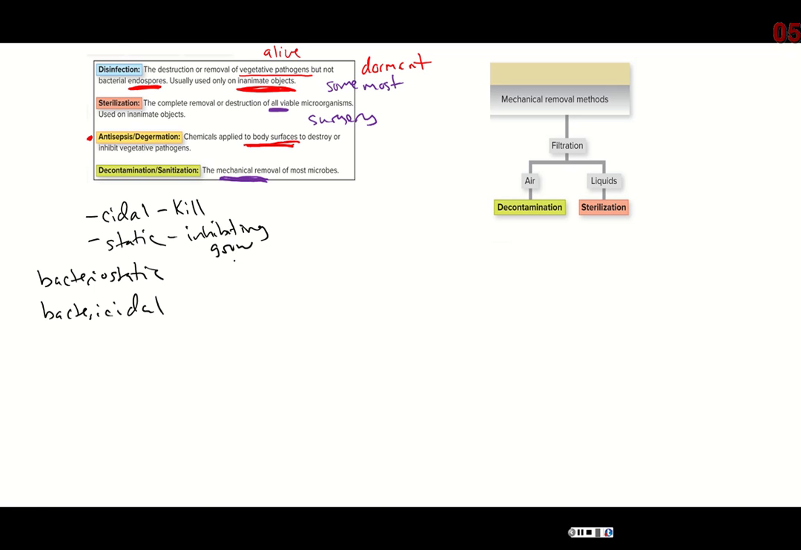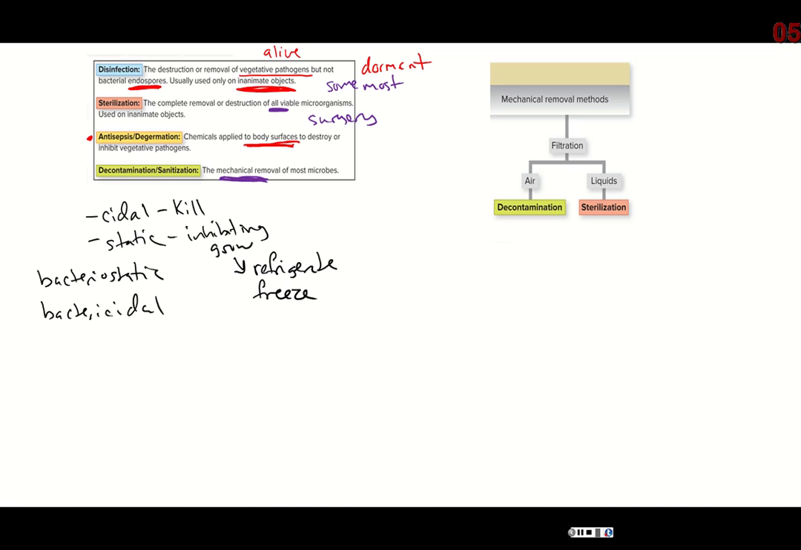So inhibiting growth, examples such as, think of your refrigerator, refrigerating something, or even freezing something. You didn't necessarily kill that microbe. If you put something in the refrigerator and it's frozen, and then you removed it and put it in a sterile environment, like a new sterile room, and allowed it to thaw, there would still be microbes in there that can become active again.